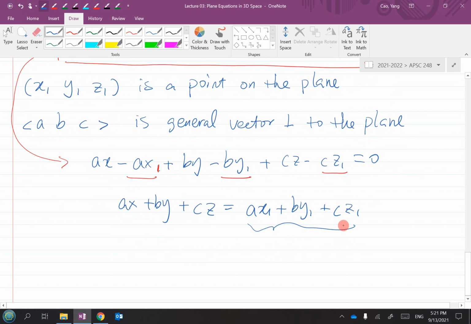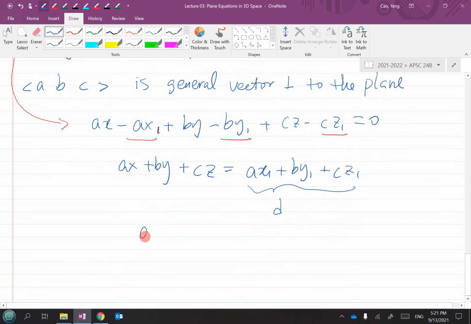And then the whole right side here, bear in mind, they are constants. So when you add them together, you get a number, basically. Okay, you get a number. So the number, let's call it d. Then the whole equation becomes even simpler by its look. So ax plus by plus cz equal to a constant d.